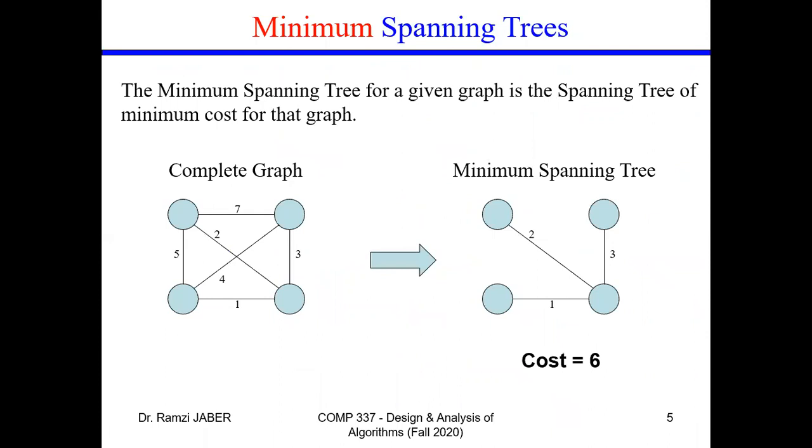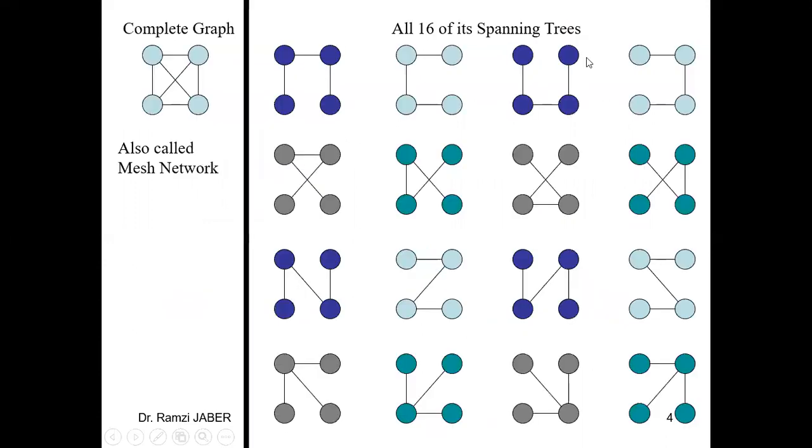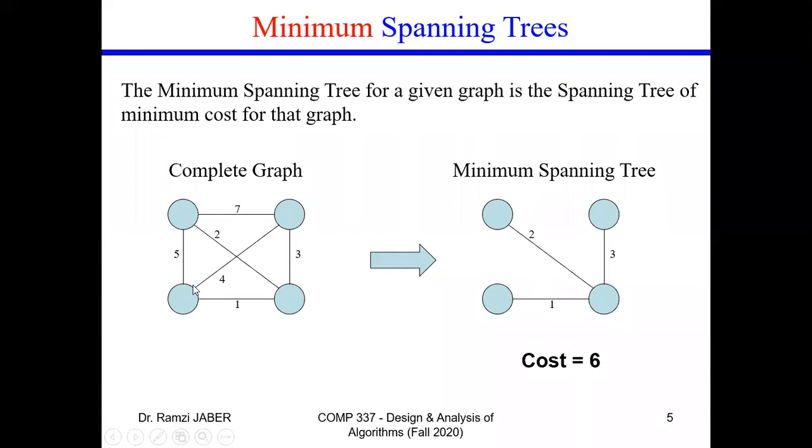The minimum spanning tree for a given graph is the spanning tree of minimum cost for that graph. So from these 16 spanning trees, we will calculate the weighted edges, undirected weighted edges. For example here, we have costs 1, 3 and 2, and it's a spanning tree. Each node is connected to its neighbor, okay? So it's a spanning tree and its cost equals 6. The minimum cost, the sum of all edges, equals 6, so it's called the minimum spanning tree. This is the minimum spanning tree.